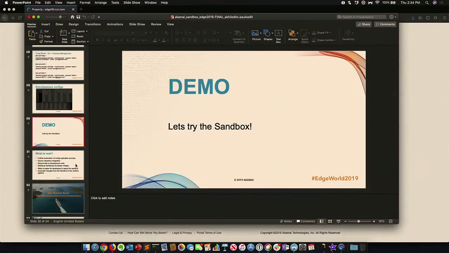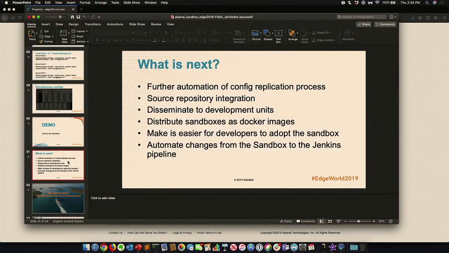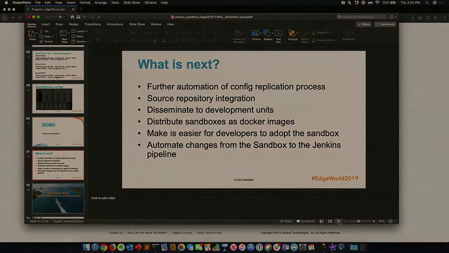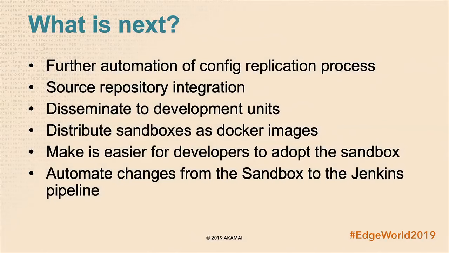So that was a demo, right? What's next? And I think that's my last slide. So it's to further automate the replication process, right? Because now that you see that something's working on your sandbox, how do you take that to your next environment in an automated way? We have hundreds of configs at RCCL.